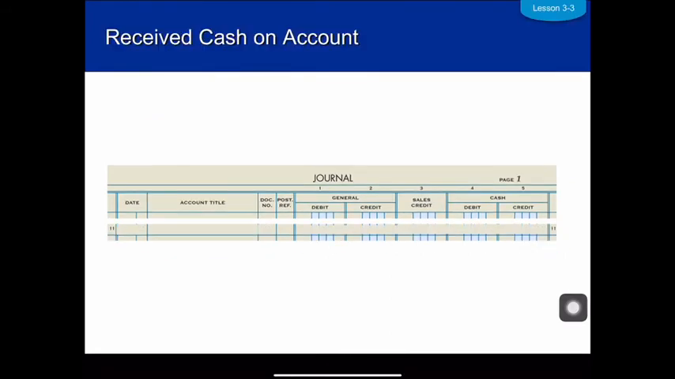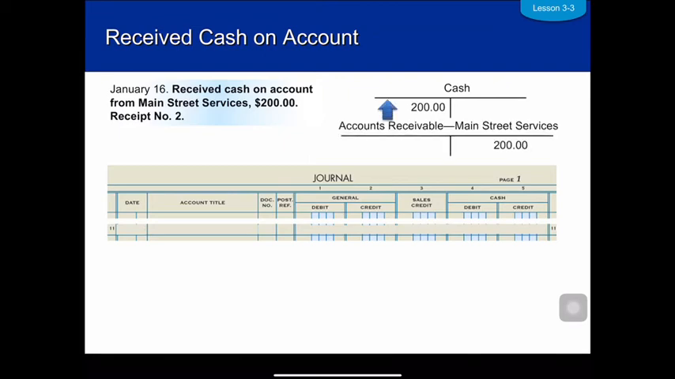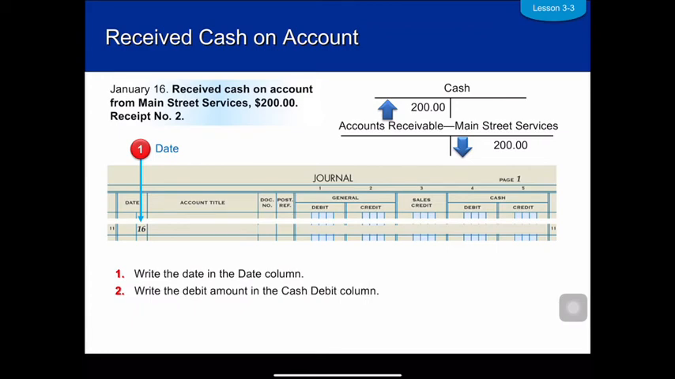Receive cash on account is our next transaction. Receive cash on account from Main Street Services, $200, receipt number 2. Cash is going to be increased because we receive cash. Accounts receivable, Main Street Services, will be decreased because they are decreasing the amount that they owe you. Right, the date is the 16th. Your debit amount is going to be cash. We have our cash debit because we receive cash. So we will write our $200 in our cash debit.